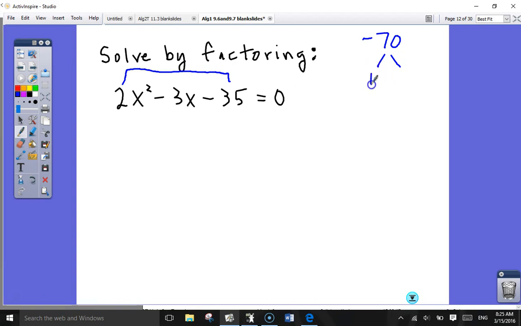Well, I mean, we don't know too many factors of 70, but 1 times 70, 2 times 35, 3, no, 4, no, 5, yes, 5 times 14, 6, no, how about 7 times 10? Okay, now since it's negative, we know one of those numbers is negative. Since this is negative 3x, then we know that the bigger one is the negative. So which one of those adds up to negative 3? 7 and negative 10.